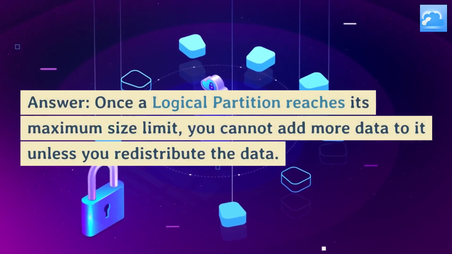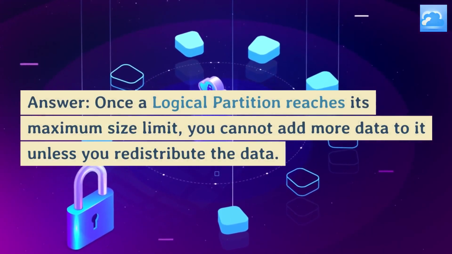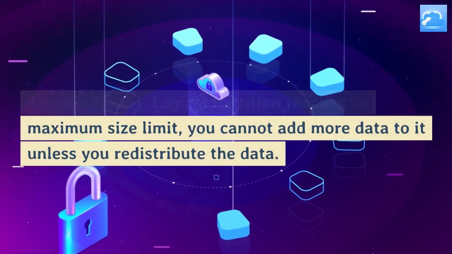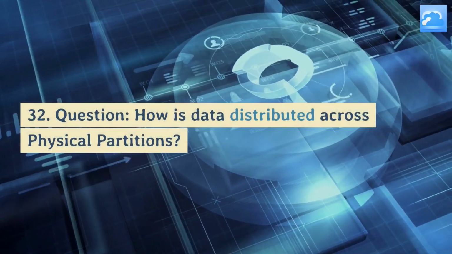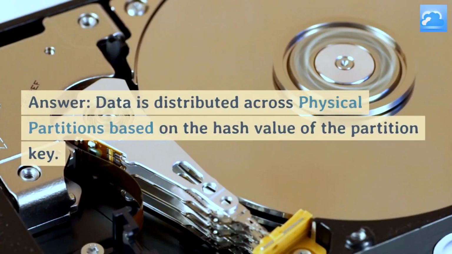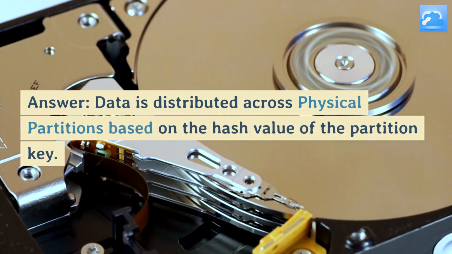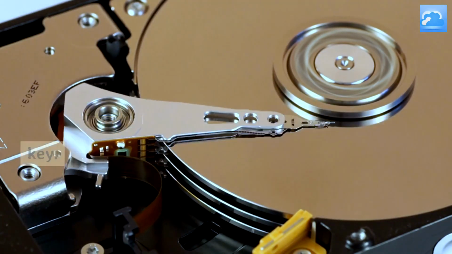Answer. Once a logical partition reaches its maximum size limit, you cannot add more data to it unless you redistribute the data. 32. Question. How is data distributed across physical partitions? Answer. Data is distributed across physical partitions based on the hash value of the partition key.